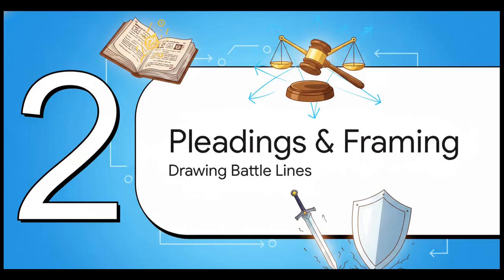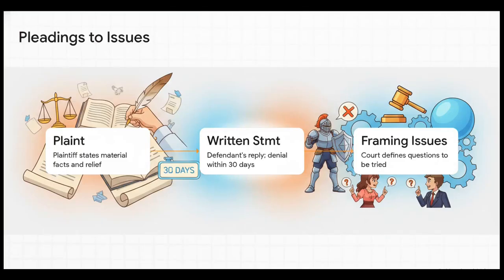Moving right along to phase 2, pleadings and dispute framing. There's a very logical, honestly unyielding progression here. Step 1 is the plaint under Order 7, where the plaintiff formally states the material facts and the exact relief they're claiming. Step 2 is the written statement under Order 8. Here, the defendant must specifically deny the allegations within a strict 30-day window. And keep in mind, an evasive denial is legally treated as an admission. Finally, Step 3 is the framing of issues under Order 14.